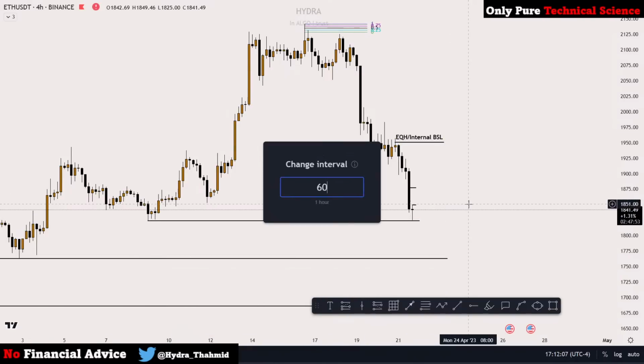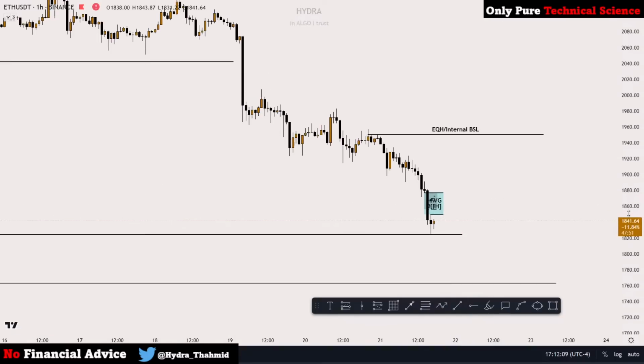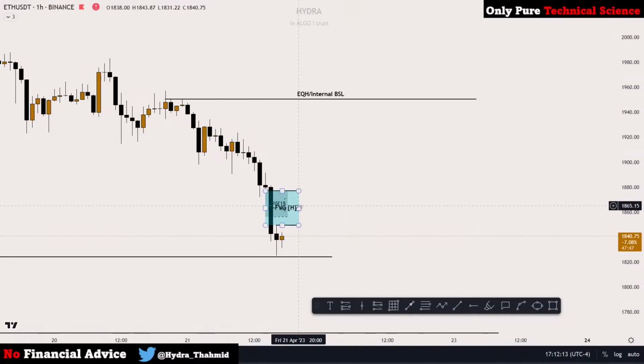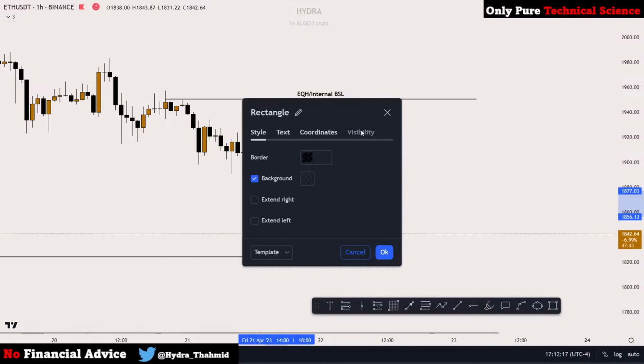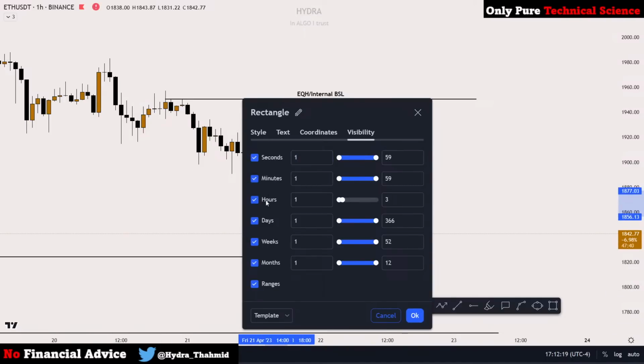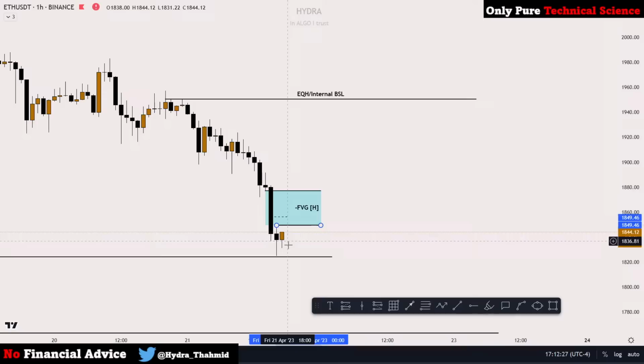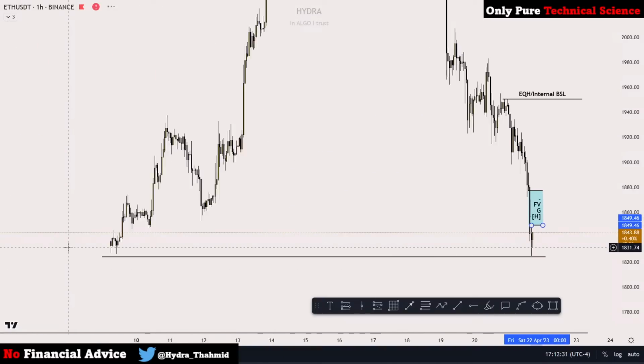If I take you to the 60-minute chart, you will see that we have a fair value gap. Okay, let me hide this drawing first. So that's the hourly fair value gap. What I'm thinking is price should come up here before dropping, and taking out this liquidity.